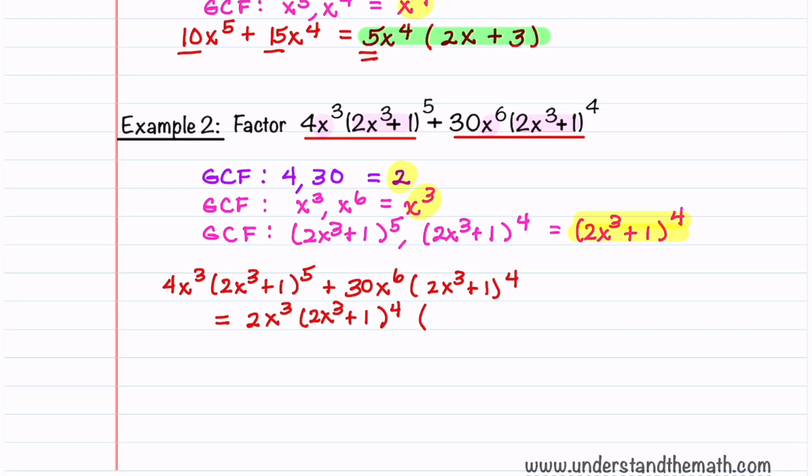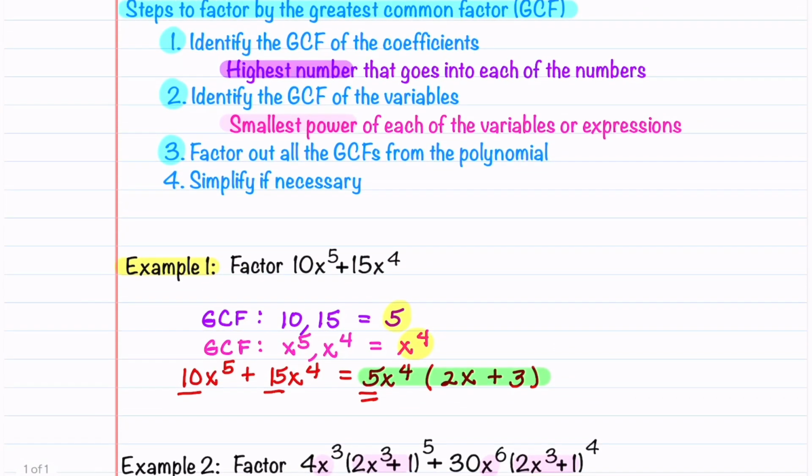And then let's see what we have left. We have 4 divided by 2 gives us a 2, and then we have another 2x cubed plus 1. And then we have 30 divided by 2 gives us 15. We have an x cubed because x to the 6th divided by x cubed is equal to x cubed, and that's all we have. The last step, which we didn't do in example 1, so let's go back up. That step is to simplify if necessary.